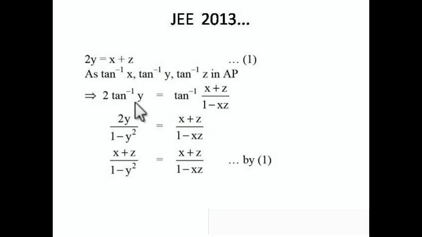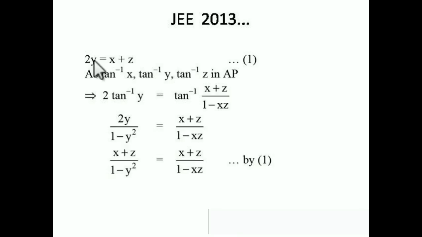And for 2 into tan inverse y, we can write it like this: tan inverse y plus tan inverse y. That means tan inverse of 2y upon 1 minus y square, because (y plus y) upon (1 minus y into y) is 2y upon 1 minus y square. So 2 tan inverse y is equal to tan inverse of 2y upon 1 minus y square. Now the other side comes out as (x plus z) upon (1 minus xz). Now we just have to equate it and simplify this. Okay, this is the second equation.